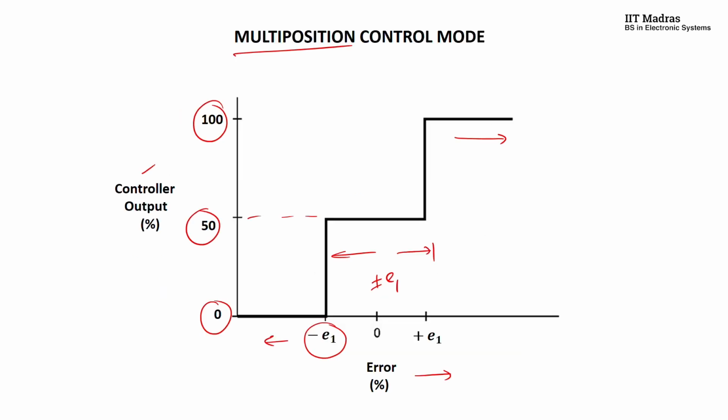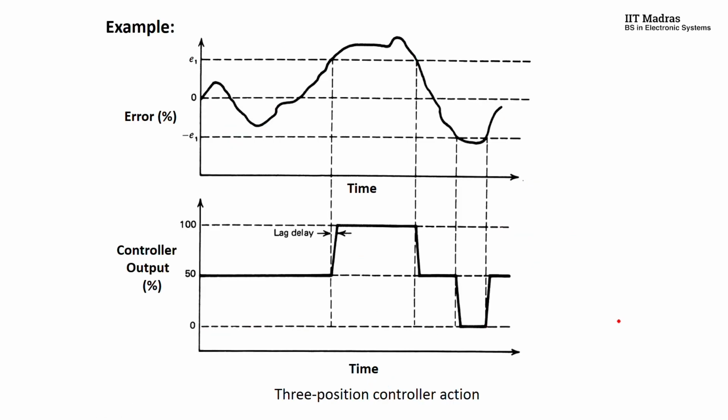We are trying to map the controller output with respect to the error plot given. So this is what we are trying to do now. We need to sketch this plot. How does it come up actually?